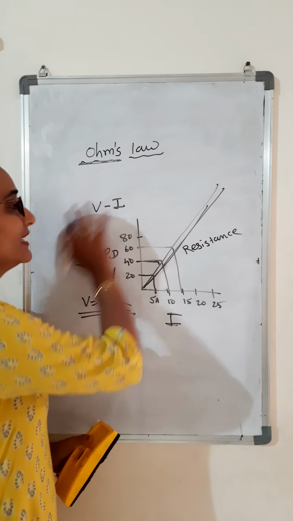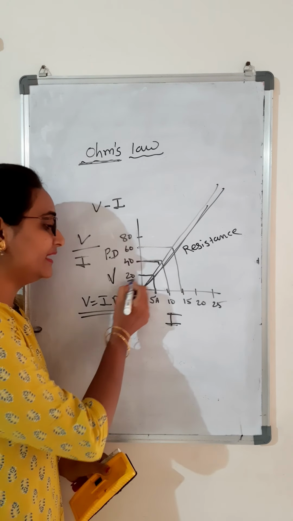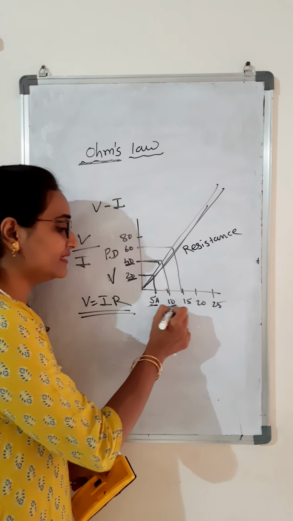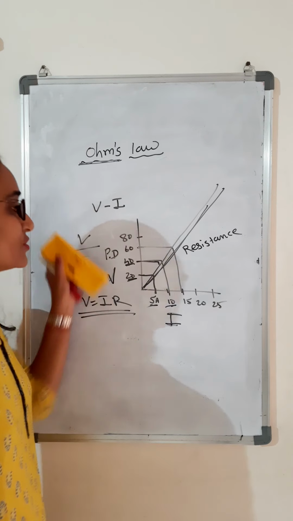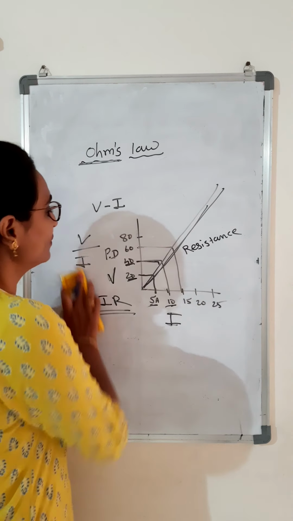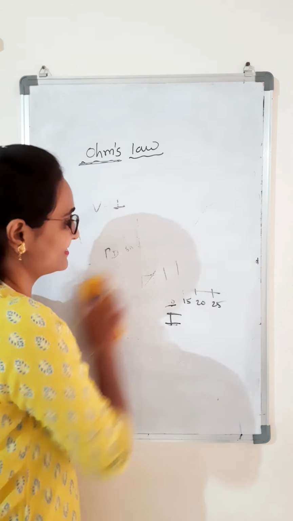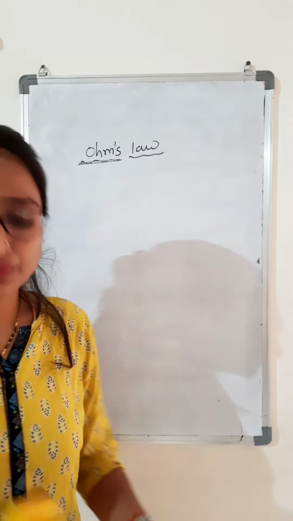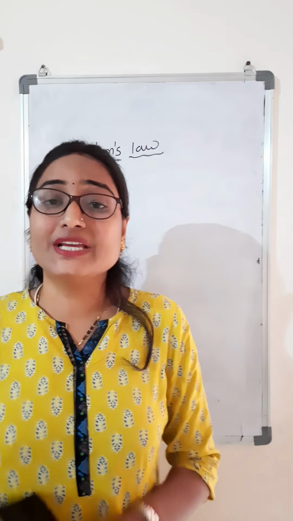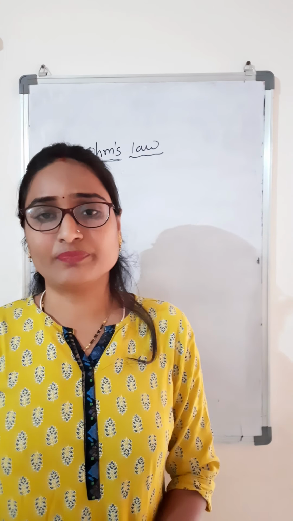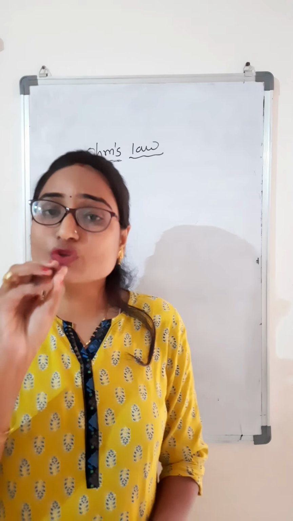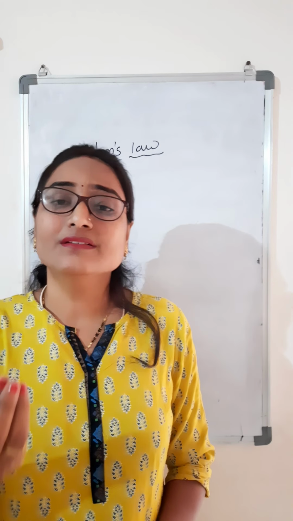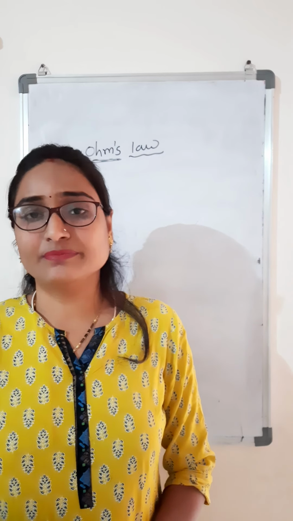Okay, so this is the VI graph. If we increase the potential, current also increases. So this is the VI graph of Ohm's law, and this is about resistance. Resistance we will talk about in detail in the next video. But now we have to see the limitations of Ohm's law. Where does Ohm's law fail? Ohm's law fails for non-ohmic conductors.